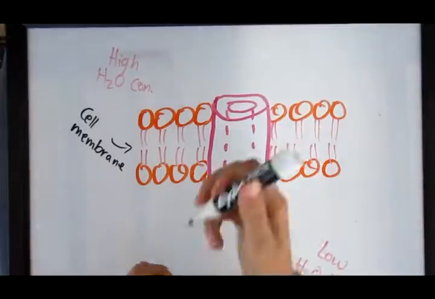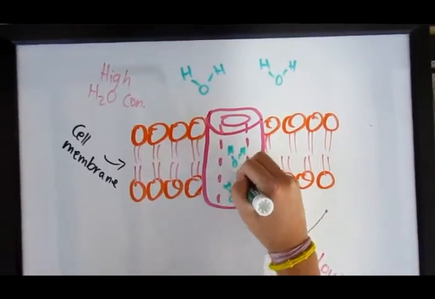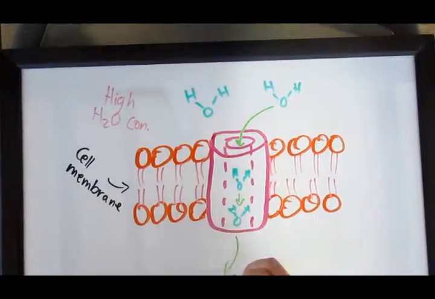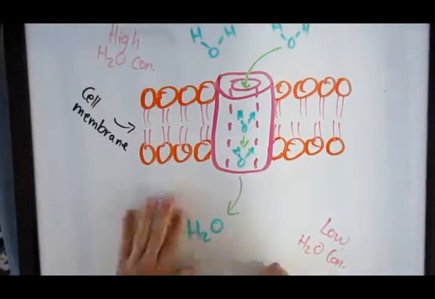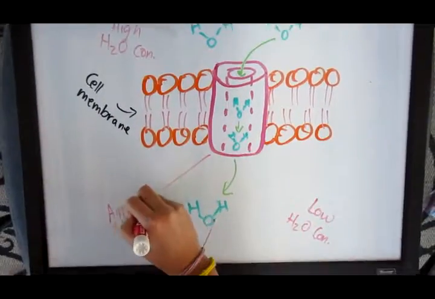Osmosis is a form of facilitated diffusion. It is the movement of water molecules through a membrane with the help of a protein called an aquaporin from a high water concentration to a low water concentration until equilibrium is reached.